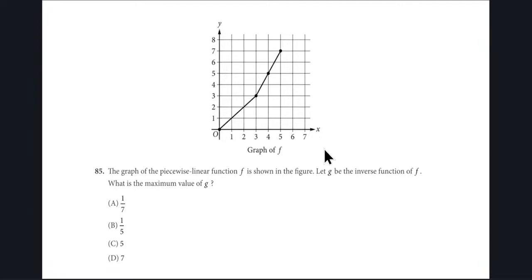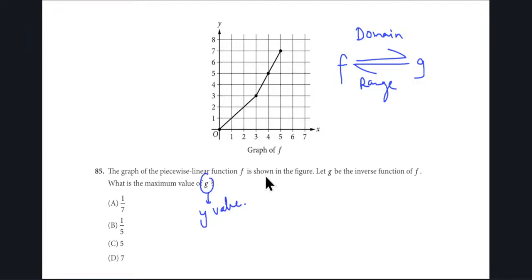The graph of the piecewise function f, and g is the inverse. What is the maximum value of g? I think that's a pretty straightforward question. We know that for a function and its inverse, the domain and range are interchanged. They are swapped over here. So they are looking for the maximum value of g. And what is g? g is nothing but a y value, correct? g is a y value.